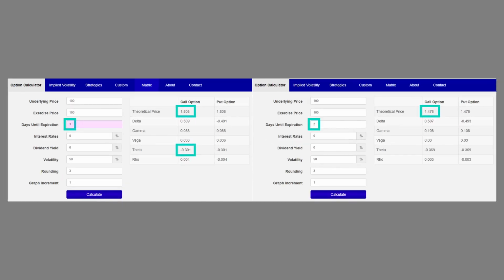However, with 3 days to expiry, the price of the call is $1.808, and theta is minus 0.301. If this theta is stable for 24 hours, then with 2 days to expiry, the call should be worth 1.808 minus 0.301, which equals $1.507. However, we can see that the call is only worth $1.476, so more value has been lost than the instantaneous theta rate suggested.